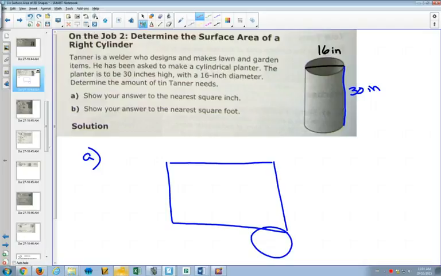Another thing I want you to see is, if I cut right along this blue line, then when I open it up, this red part here is this length right here. What part of the circle is that red part? It's the circumference. We have on our first formula sheet 2 formulas for circumference. The formula that we'll probably use in this case is circumference is pi times diameter.